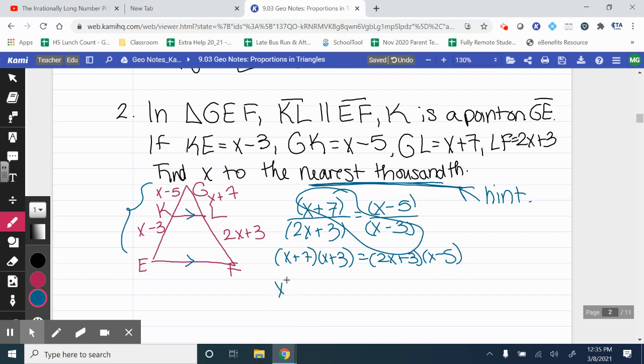So on this side, you should have gotten x squared plus 10x.